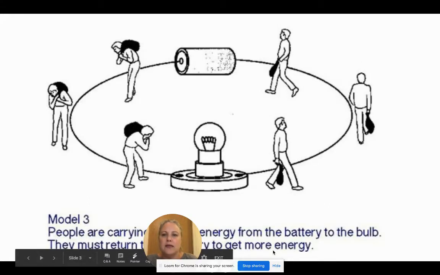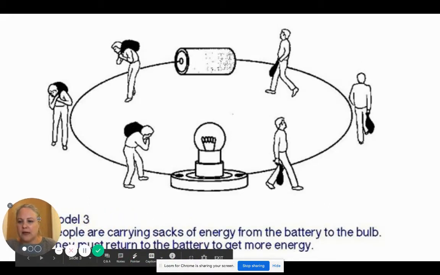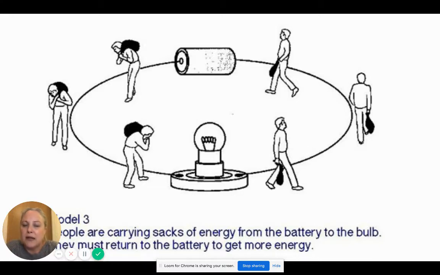Okay. So here's a nice little model for us to start thinking about. In this circuit we've got a battery, we've got a bulb, and we've got these little people going round. You'll notice these little people are carrying sacks. The little people going round actually represent the current.